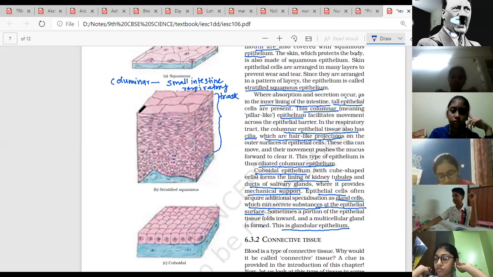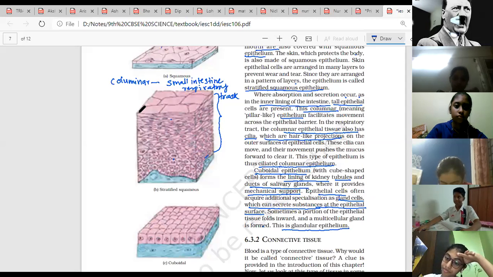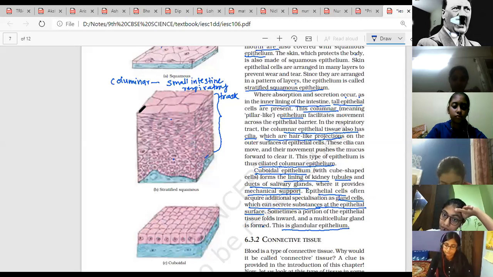Second one, WBC, white blood cells, white blood corpuscles. Its function is the immune system. It forms the immune system, the soldiers of the body; they all fight with infections and microorganisms. Then platelets. The function of platelets is to clot the blood. Blood clotting is done with the help of platelets.